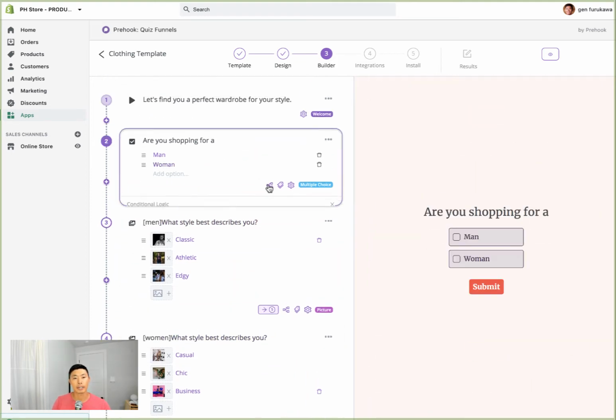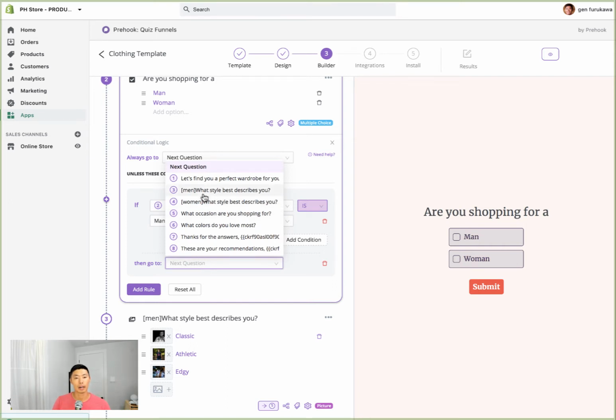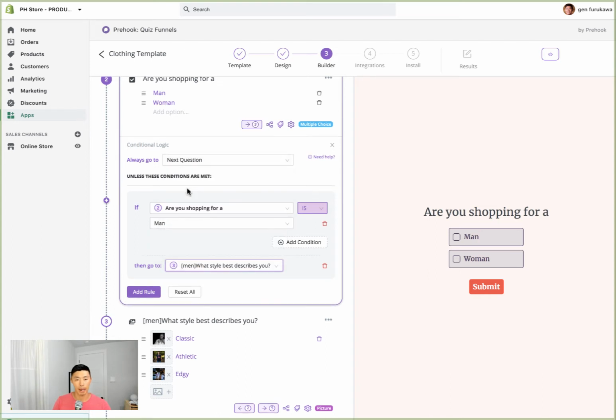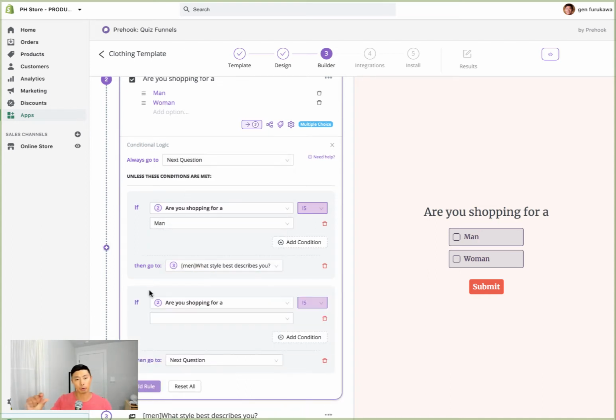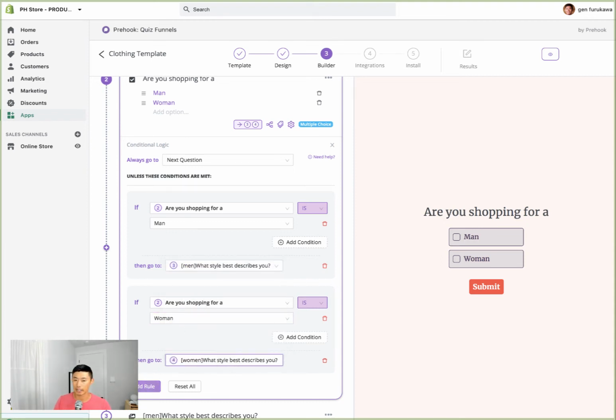Now, if we go here, you will always go to the next question unless these conditions are met. If you are shopping for a man, then you will want to go to this question, which I noted was for men. And then you want to add another rule because the other option is that they are shopping for women. So if you are shopping for a woman, then you would go to the question about women. And then that's it. That's very simple.